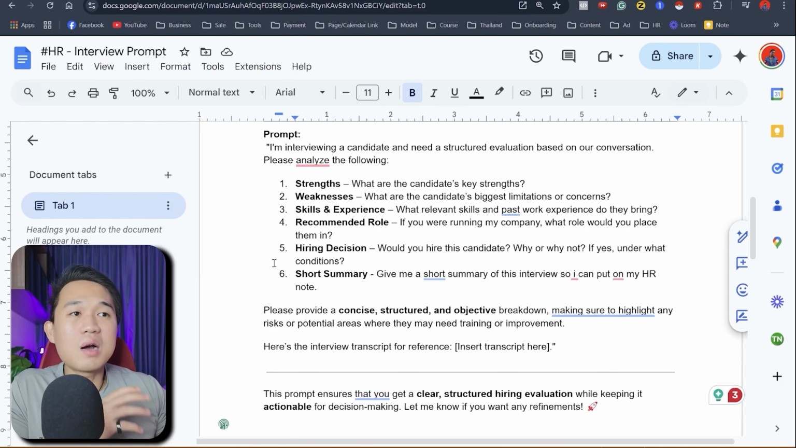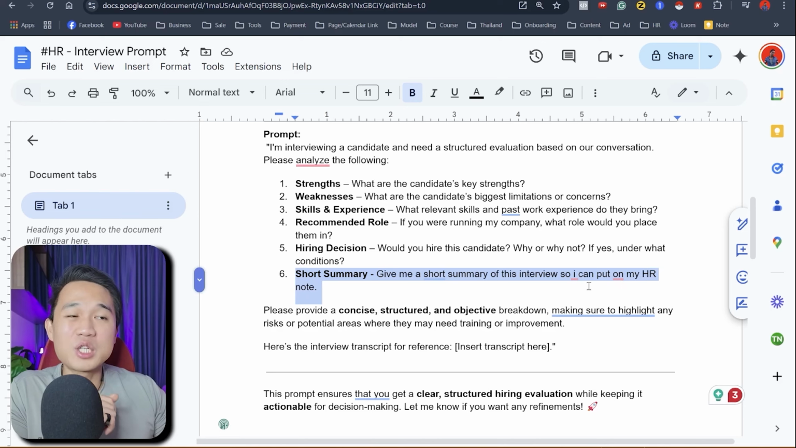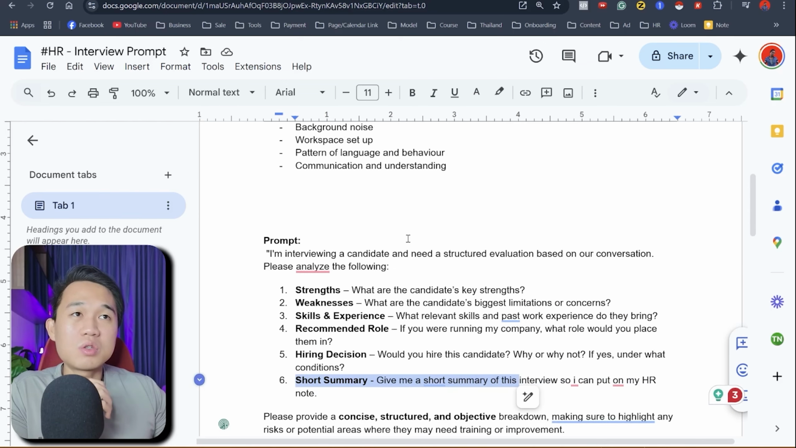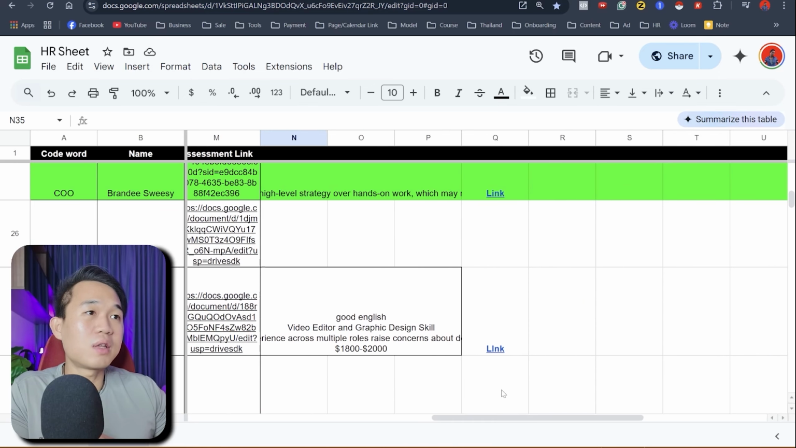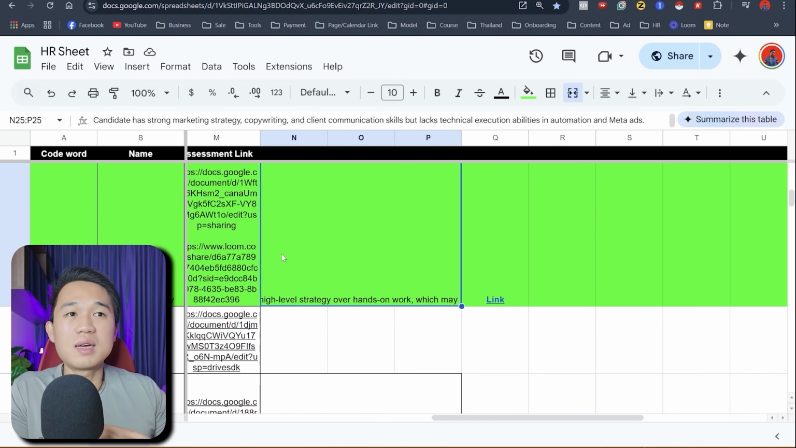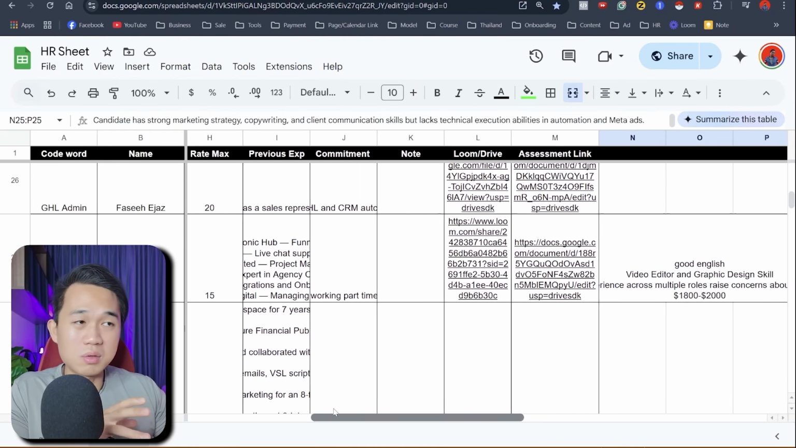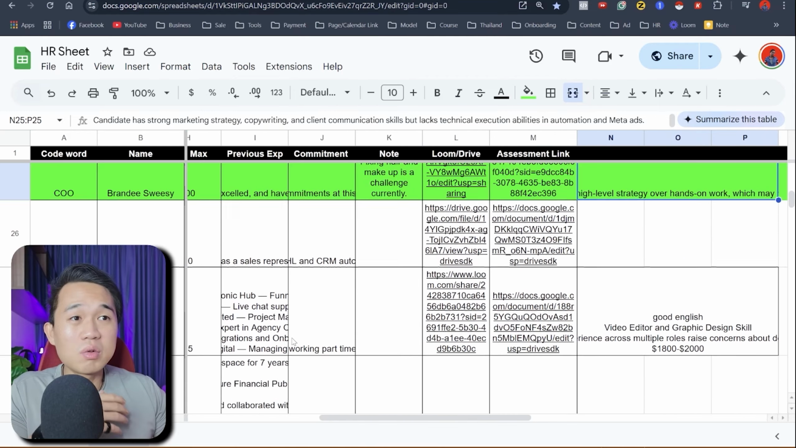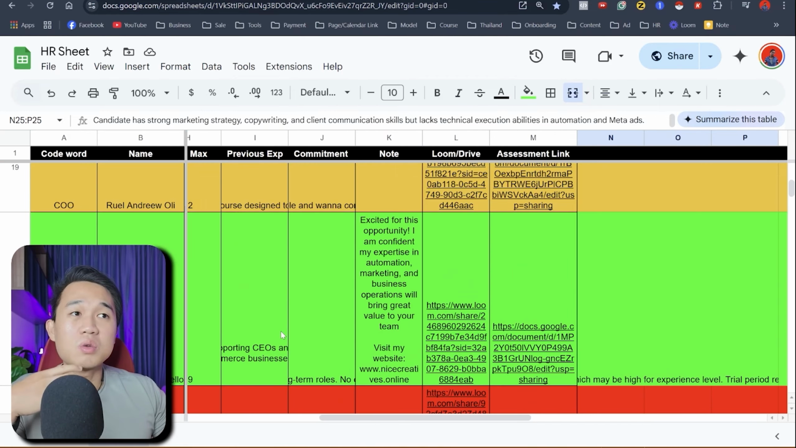And lastly, guys, I would ask ChatGPT to give me a short summary note of this interview so I can put it on my HR sheet, right? And then I just copy my personal note and the ChatGPT note and put them onto my HR sheet here, alongside the candidate applications and all that stuff. And then I would come back here, spend a good hour or 30 minutes to review every interview, and make my decision to make an offer to the right candidate.